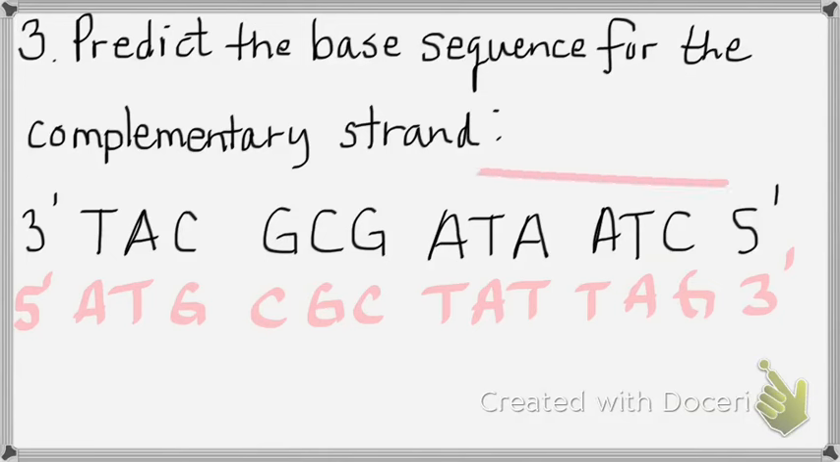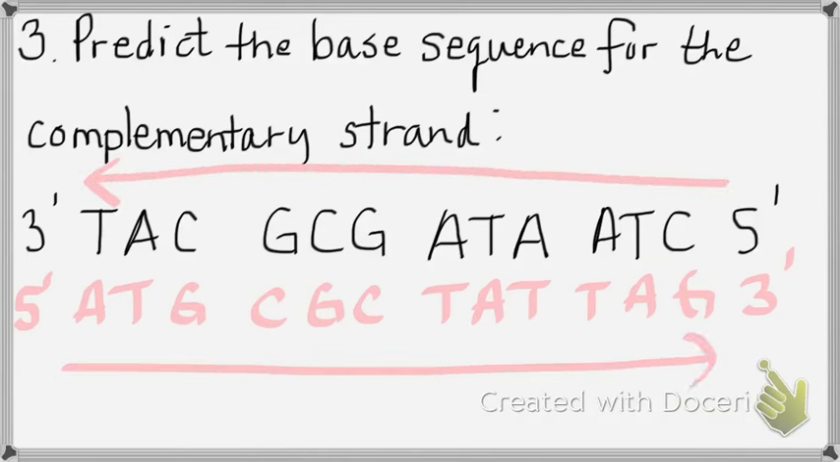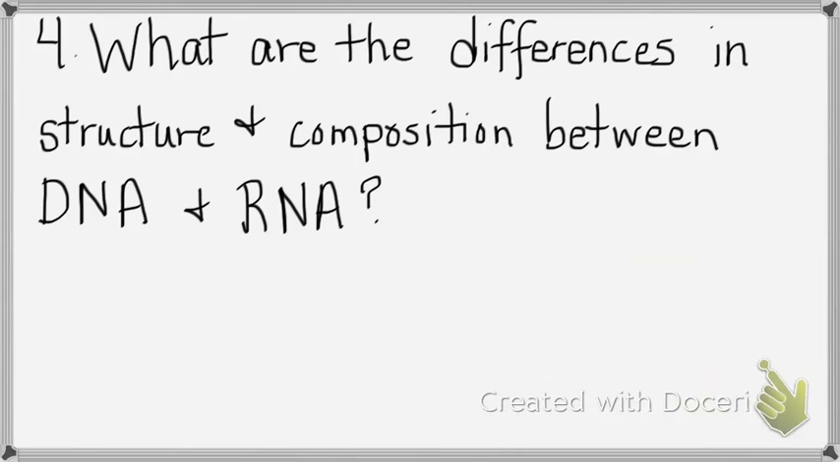And also, guys, I just want to point out that the strands are running in opposite directions. They're anti-parallel. So that's why if it's 3 prime on the top, you told me to put 5 prime on the bottom. They run next to each other, but they're going in opposite directions. That's the directionality, like east and west.